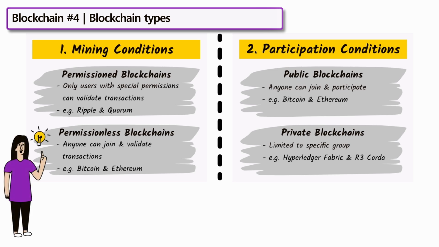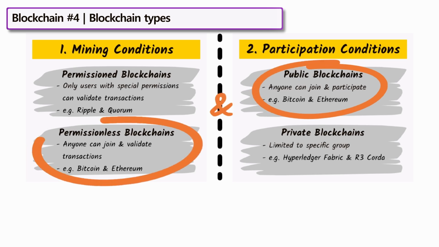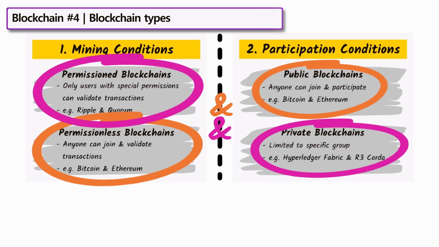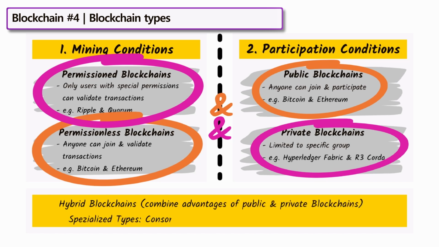As we discussed earlier, the four main types of blockchains can be combined. For instance, what is commonly known as a public blockchain is a public permissionless blockchain, while a private blockchain is a private permission blockchain. Beyond these, there are also hybrid blockchains that combine the advantages of both public and private blockchains, as well as specialized types like consortium blockchains, sidechains, and interchains.